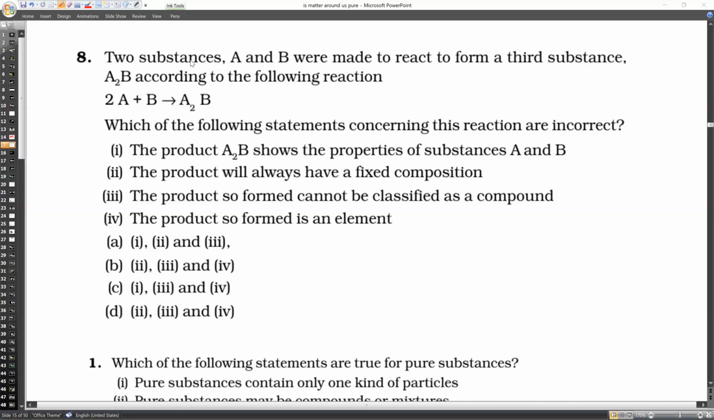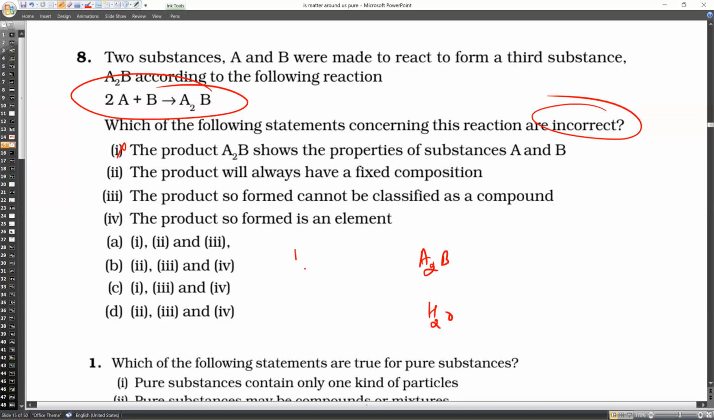Sir, is it C? Is it C? Yes, yes, it is C. Let me check. It is saying that A and B, a reaction is taking place. Now it is asking for the incorrect one. So first is incorrect because the product A to B shows the property of the substance. No, because A to B, let it be H2O.